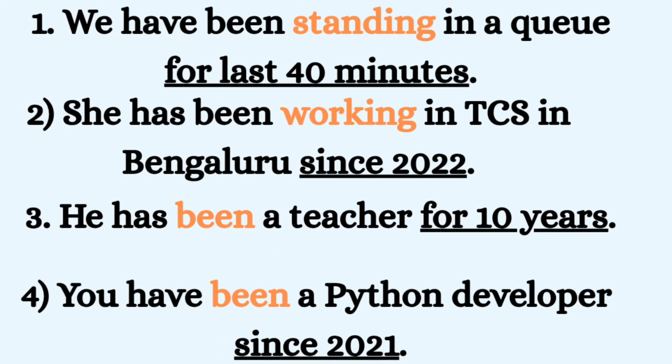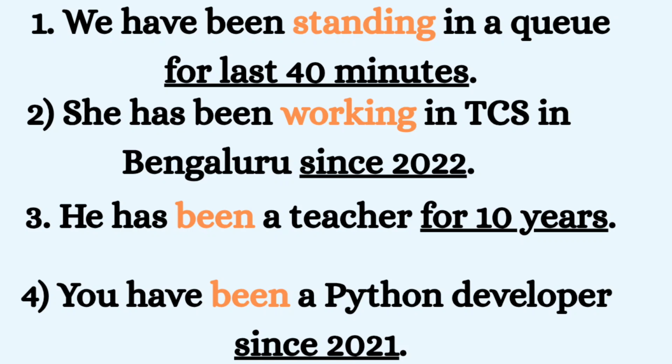First, for examples, we have been standing in a queue for last 40 minutes. Here I have underlined the duration of an action. For last 40 minutes we have been standing in a queue, which means it has been happening for last 40 minutes. We emphasize the duration of an action. What is an action? We have been standing in a queue. That is my action. So by using for, I emphasize the duration of my action.